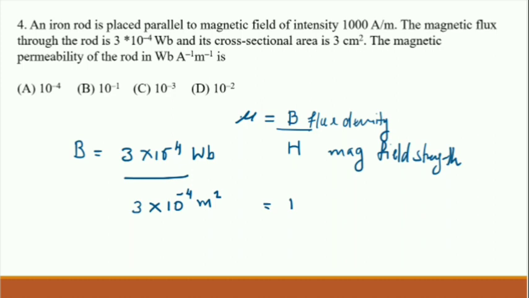So H is given, H is equal to 1000 ampere per meter. So we can easily find mu, which is equal to 1 by 1000, that is 10 raised to minus 3. So 10 raised to minus 3 is option C. So magnetic permeability is mu equal to B by H.